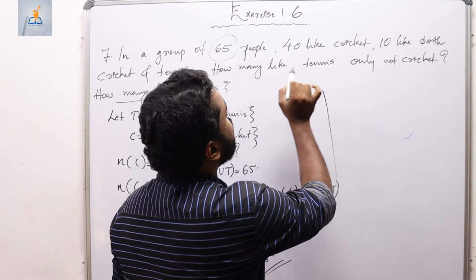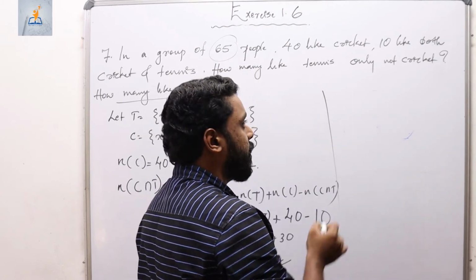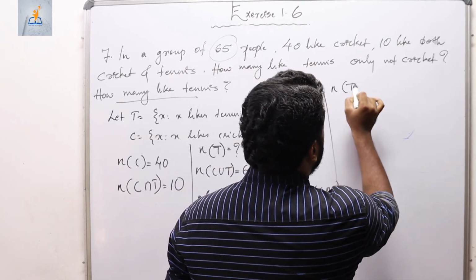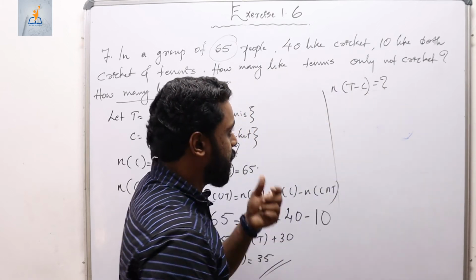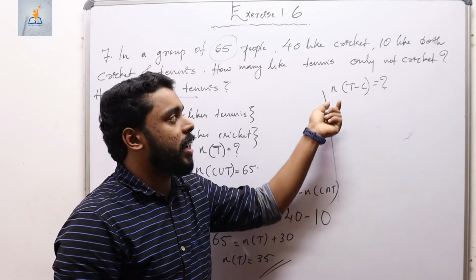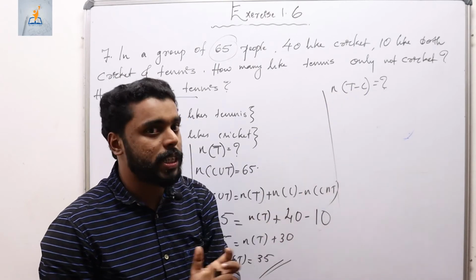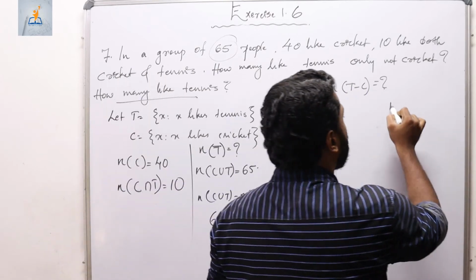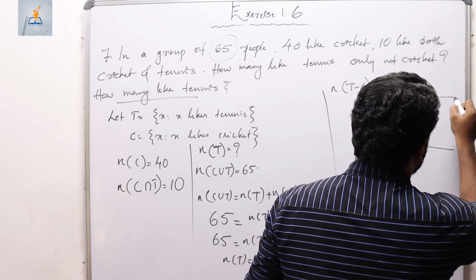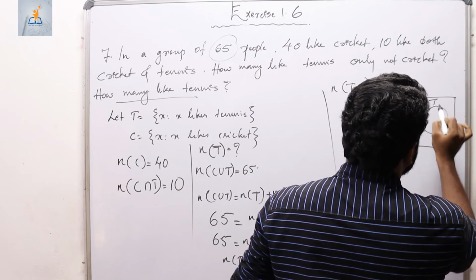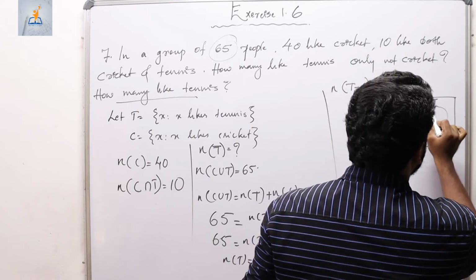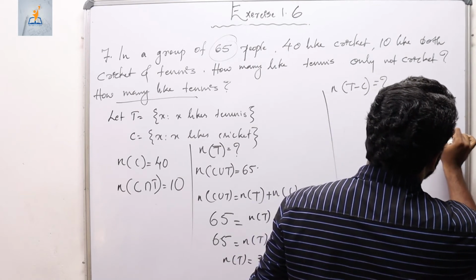How many like tennis only, not cricket? Which means that we have to find out n of T minus C, isn't it? Tennis but not cricket. Only tennis, not cricket. That is what we call the difference of two sets, isn't it? For that we have to draw the Venn diagram. Let us draw the Venn diagram like this. Let this be the first circle denoting C and the second circle denoting T. And we know that T minus C is this area, isn't it?